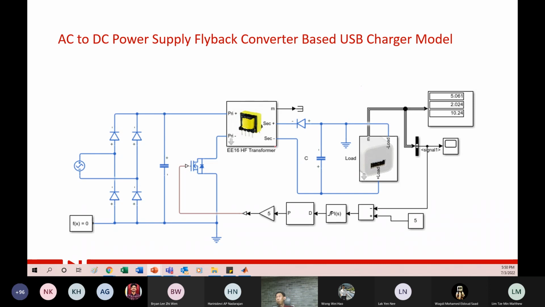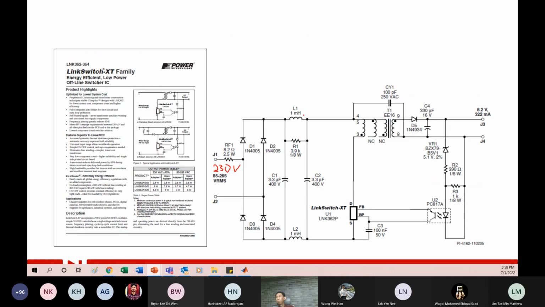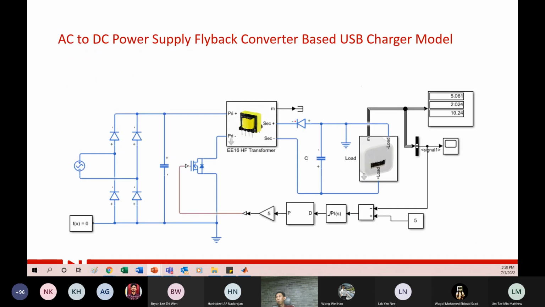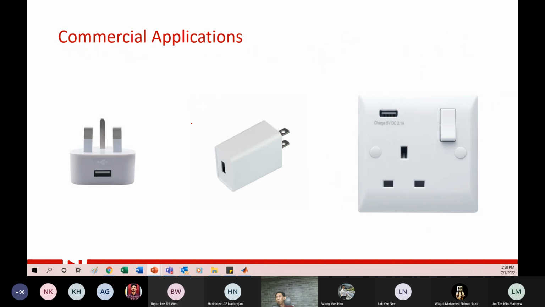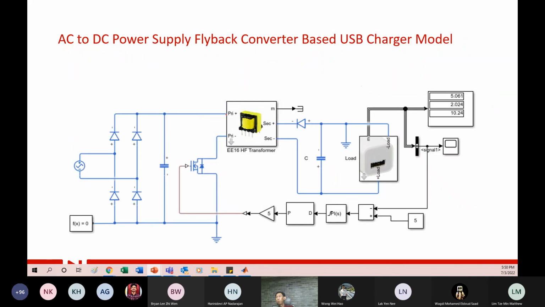Okay, this is another example. We can do a feedback control for our USB charger. Maybe we will do this one first without a feedback loop. All right, slowly, because we are almost done already, just to get this finished. Okay, commercial application of the flyback.